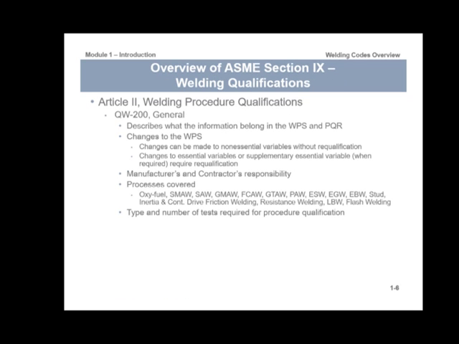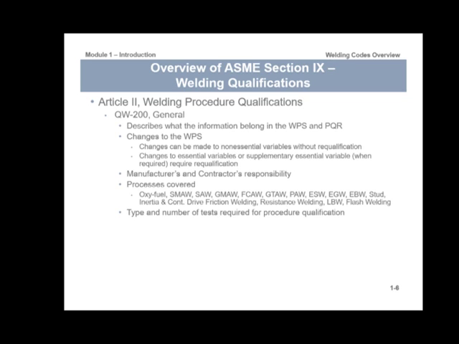As you get into Section 9, you're going to have to understand Article 2, which is QW 200 and everything that's in there. You're not going to have to understand everything that's in there, but that's where the information that is required for a welding procedure qualification is covered. WPSs and PQRs are covered in Article 2. So QW 200 General describes what information belongs in a WPS and PQR.